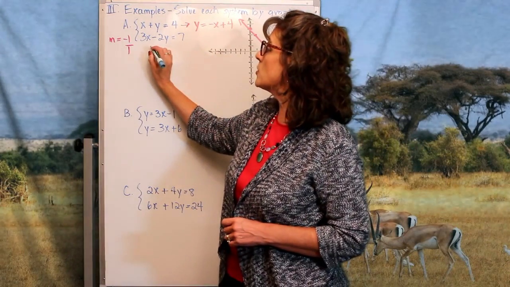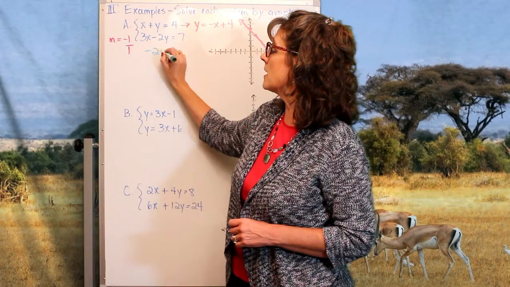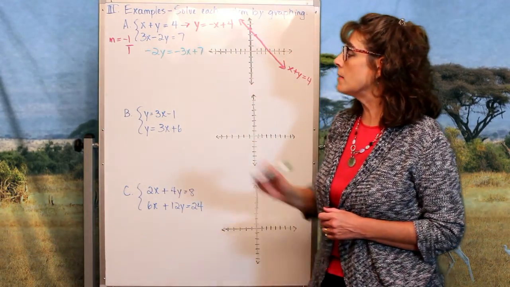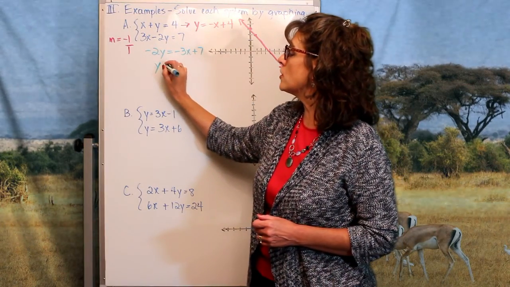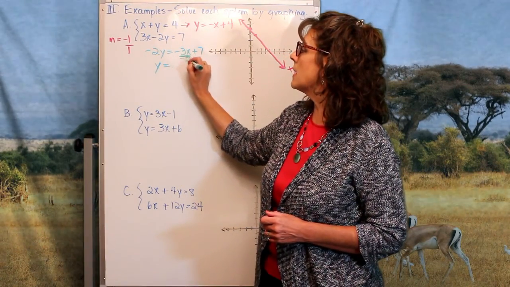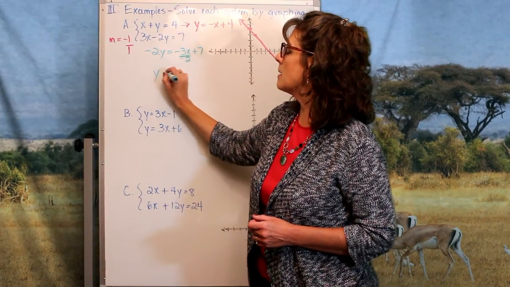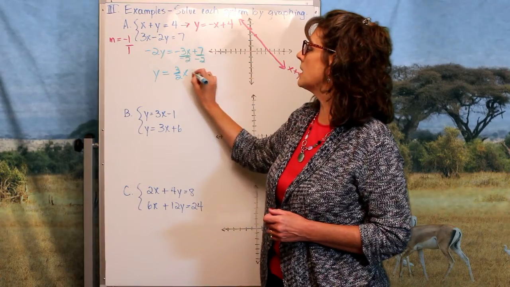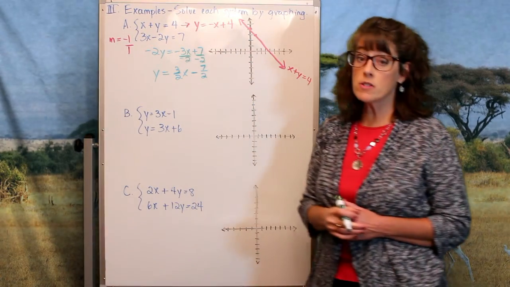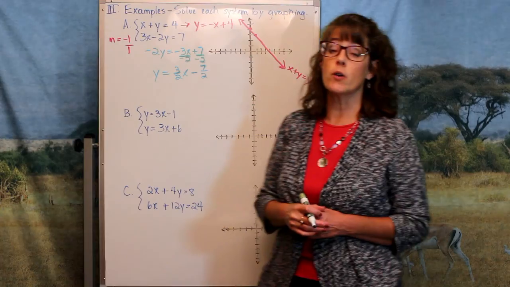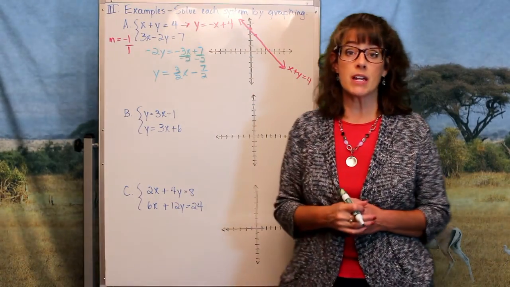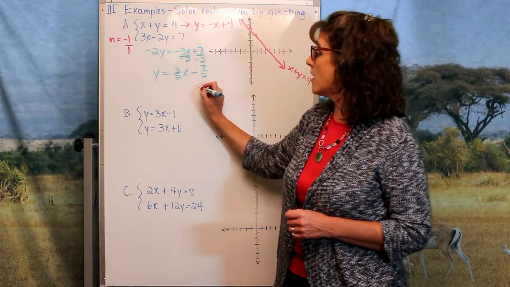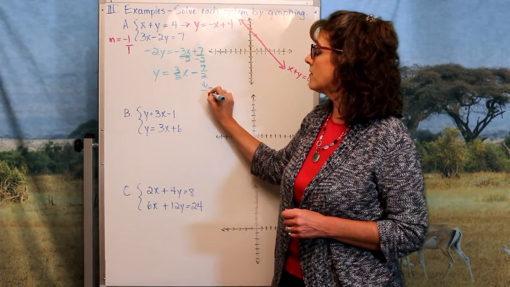The first thing I'm going to do is subtract that 3x, and when I do I get negative 2y equals negative 3x plus 7. Then I'm going to divide both sides by negative 2. When I divide this side by negative 2, I get a positive 3 halves x. And when I divide this by negative 2, I get a negative 7 halves, which does not reduce, so I'm going to leave it alone. Now remember, my y-intercept of negative 7 halves, whoa, that's going to be a little bit tricky. But this is the equivalent of negative 3.5.